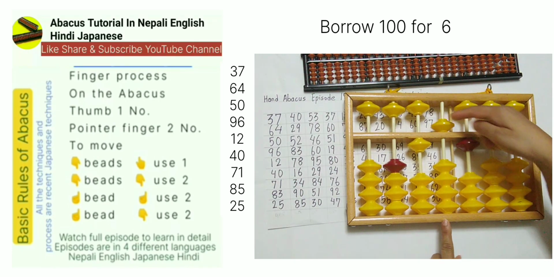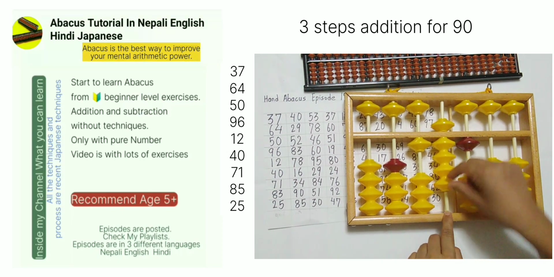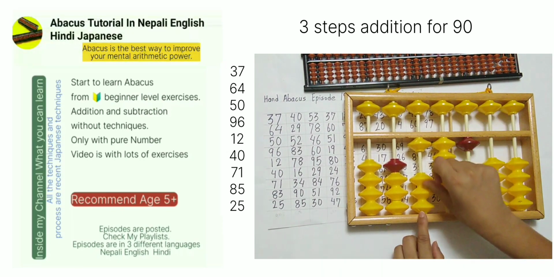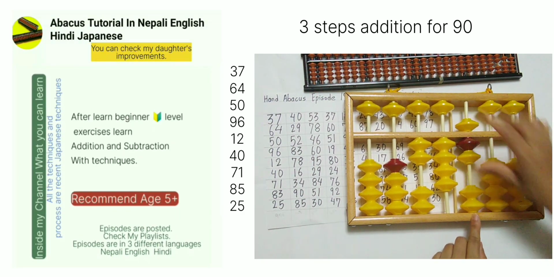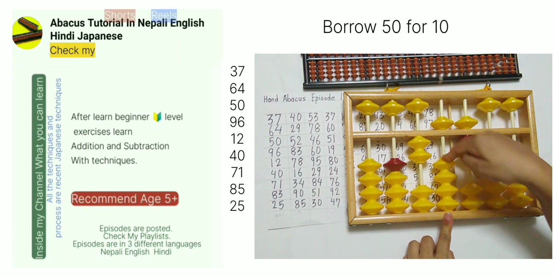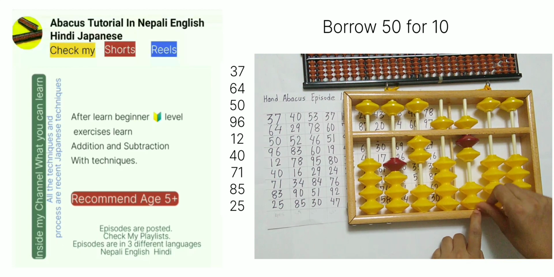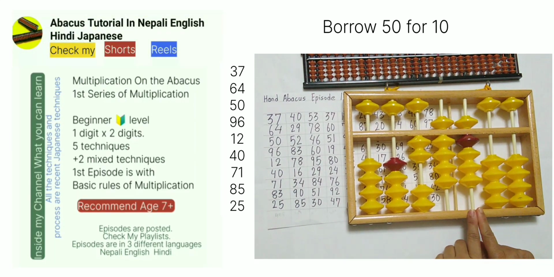Next is 50, 5, 0, 50 and 96. For 9, 3-step addition, add 40, reduce 50, borrow 100 and this one is 6. Next is 12, 10 and 2. For 10, borrow this 50, reduce 40 and 2, here is 2. 4, 0, 50, 4 here and 0.